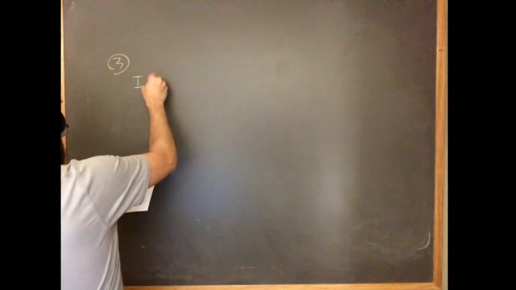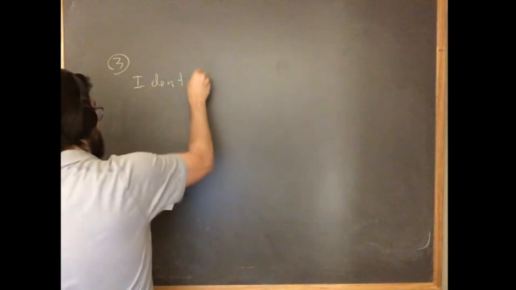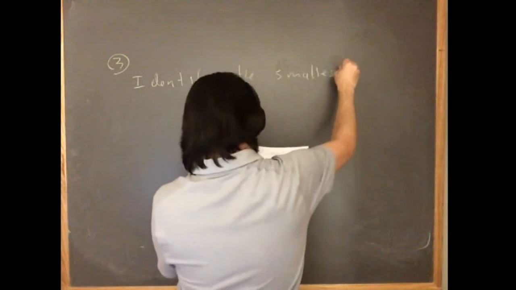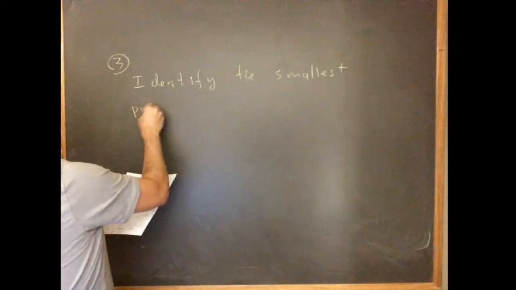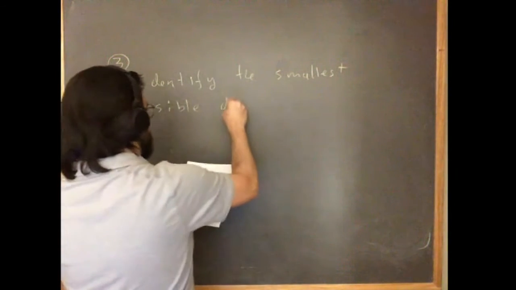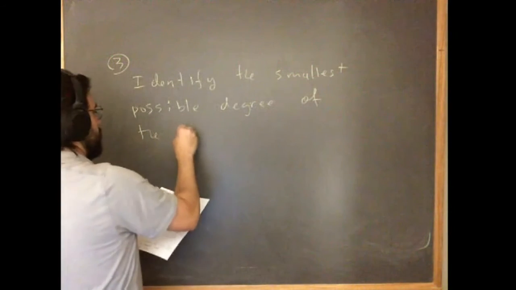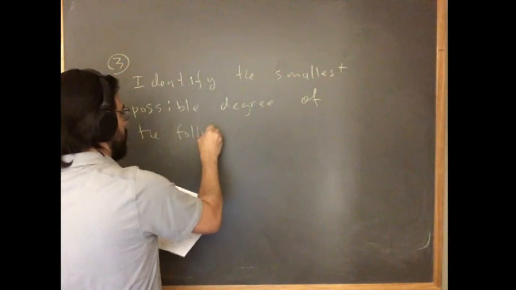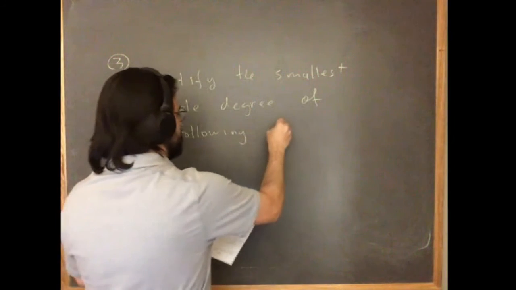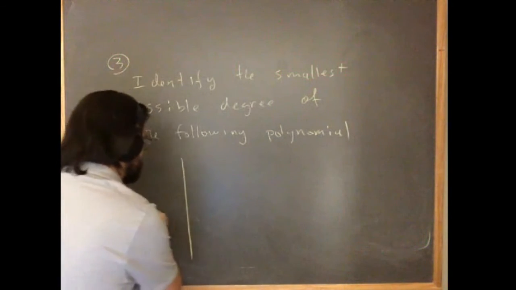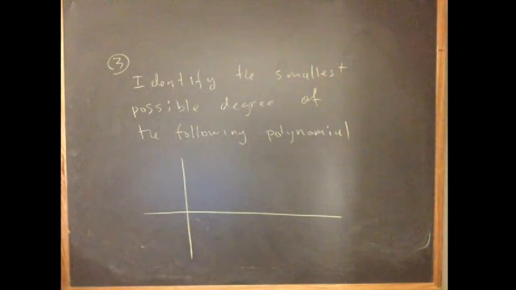is the following. So I would like you to identify the smallest possible degree of the following polynomial. And in this case, I'm going to give you the graph of this polynomial. And this is related to the relationship between degree and turning point.